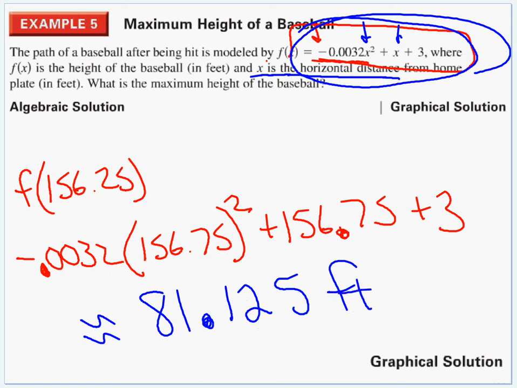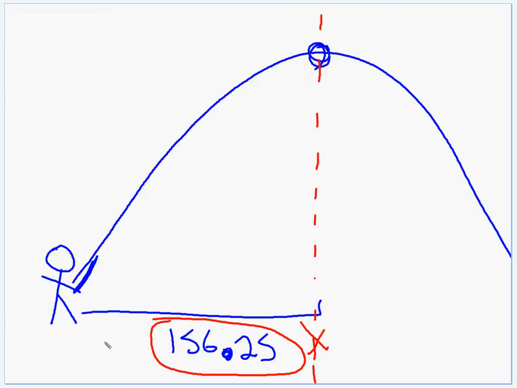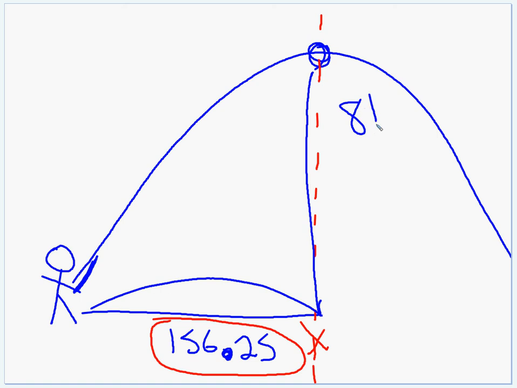So back to my crude picture, the height of this ball, we know that the max occurred 156.25 feet away, but now the height of it up in the air is 81.125 feet.